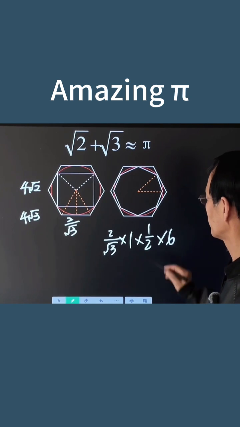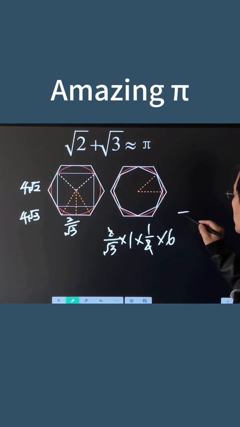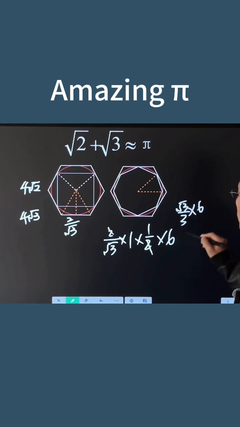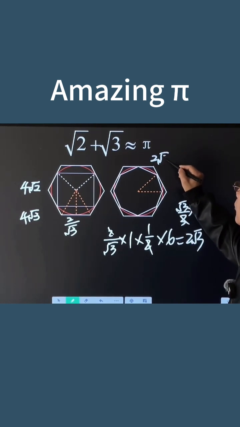Let's simplify this a bit. Here it's the square root of 3 over 3 times 6, which equals what? The square root of 3 over 3 times 6. And after simplifying, it's 2 times the square root of 3. So the area of the circumscribed hexagon is 2 times the square root of 3.